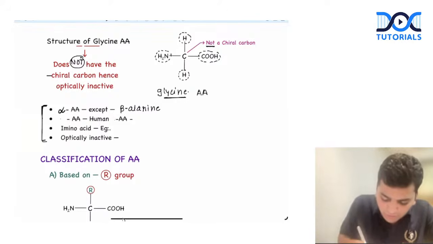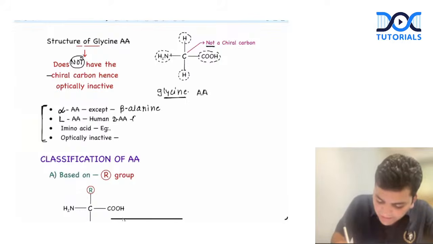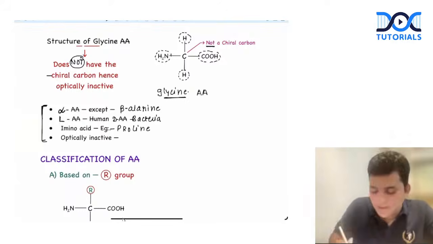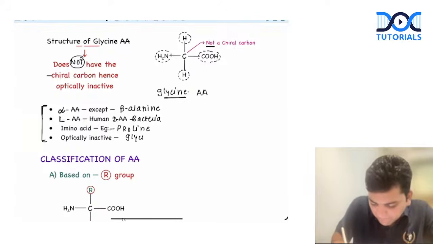In humans, we are going to have the L amino acid, whereas the D amino acid is found in the bacteria. The example of an amino acid, proline, and the optically inactive one, glycine.